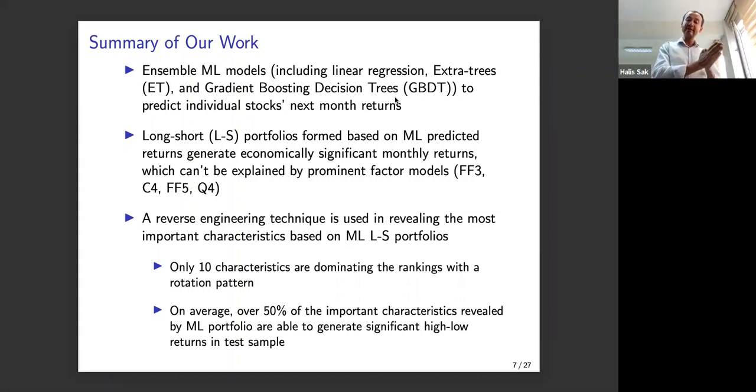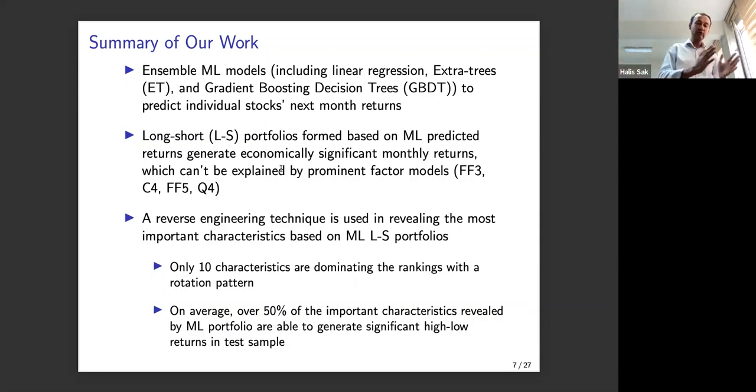Then we check whether we can explain the realized returns using prominent factor models. We used 4 of them: Fama-French 3-factor; Carhart 4-factor, which is the addition of momentum to the Fama-French 3-factor model; and Fama-French 5-factor, which is the addition of 2 other factors to FF3, profitability and investment. Also we have Q4, which is Hou et al. 2015. FF5 and Q4 are almost the same, since they use almost the same variables, but this one removes one of these factors from FF5. We also try to say something on the test data, right?